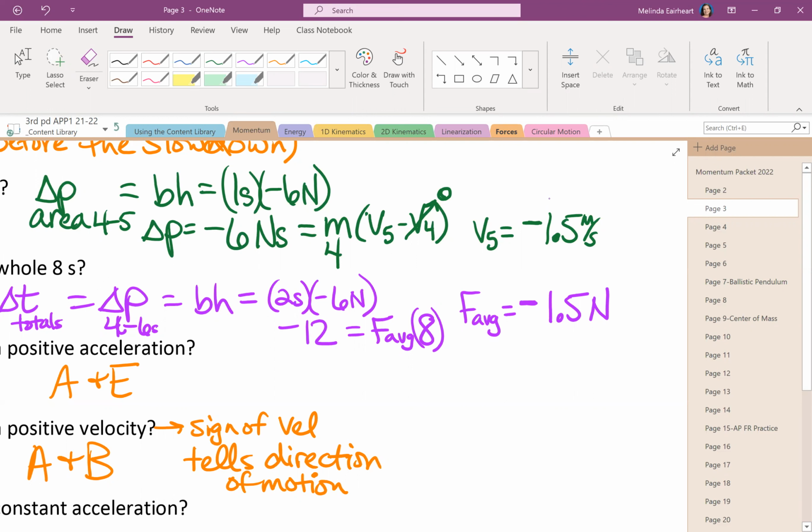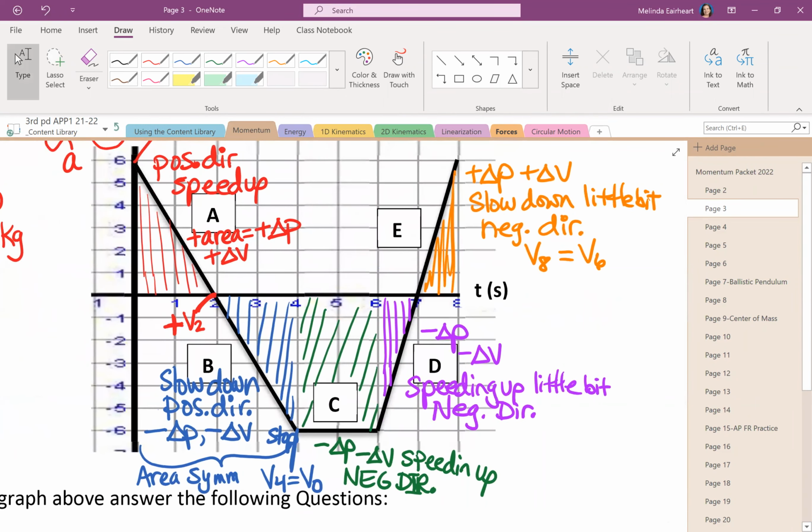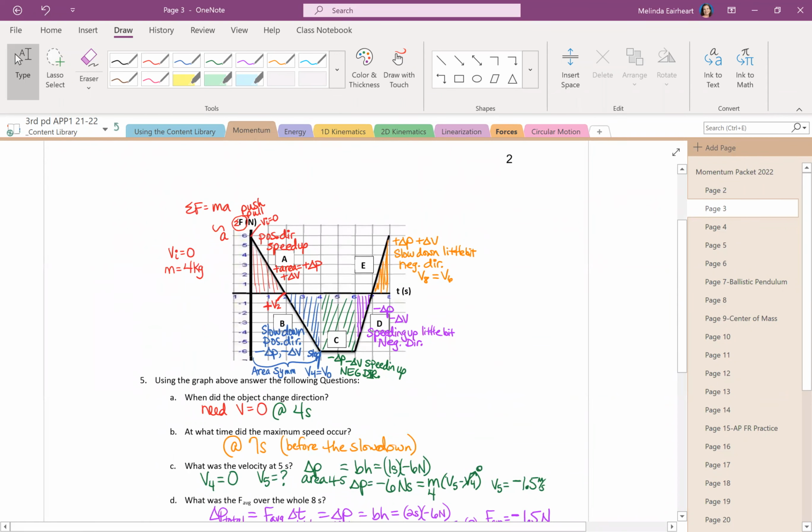And doesn't it make sense that the average is negative, not positive? Go back to the graph. You spent most of your time being pulled in what direction? I was only pulled in the positive for 3 seconds, but for 5 of 8 seconds, I was pulled in the negative. So it makes sense that it's in the negative region, okay? All right, everybody feel okay dissecting a graph?